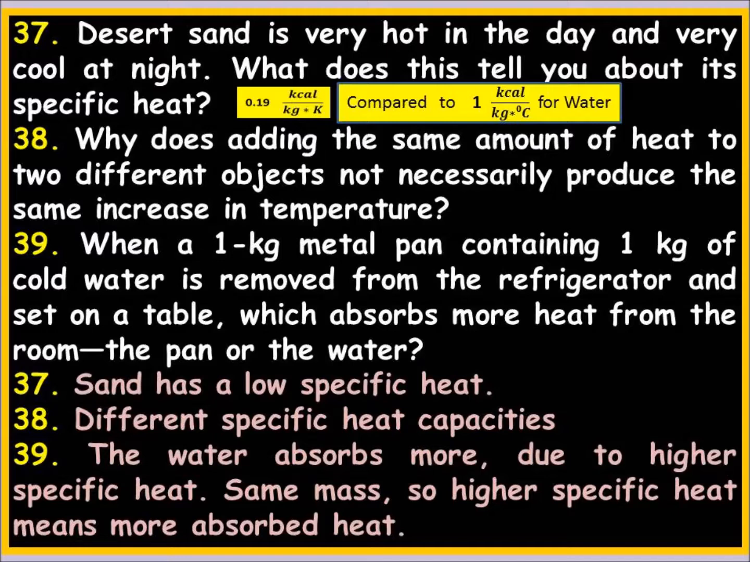When a 1 kilogram metal pan containing 1 kilogram of cold water is removed from the refrigerator and set on the table, which absorbs more heat from the room, the pan or the water? Well, the pan is probably made of aluminum, and aluminum has a much lower specific heat capacity, so the water will absorb more due to its higher specific heat capacity.